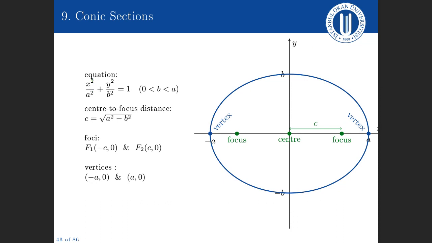c is the center to focus distance. And because of the way that we define b, if we go back to the previous slide and then rearrange that, c is the square root of a squared minus b squared. Because a is a bigger number than b, that's okay. We're not going to be taking the square root of a negative number. The foci, foci is the plural of focus, the foci are at minus c, 0 and at c, 0. And the vertices are at minus a, 0 and a, 0.